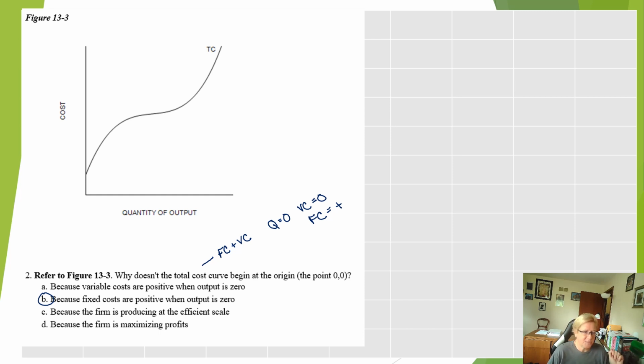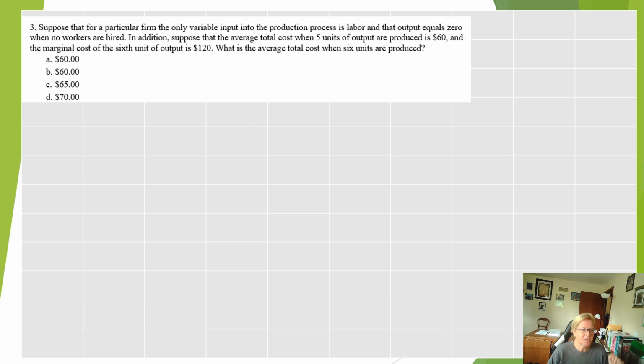Moving on to our next problem. Suppose that for a particular firm, the only variable input to the production process is labor, and that output equals 0 when no workers are hired. In addition, suppose the average total cost when 5 units of output are produced is $60, and the marginal cost of the 6th unit of output is $120. What is the average total cost when 6 units are produced?